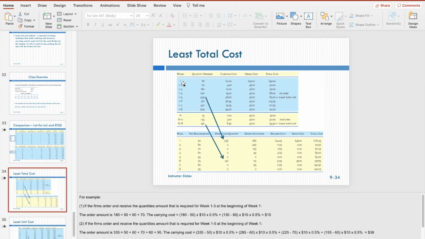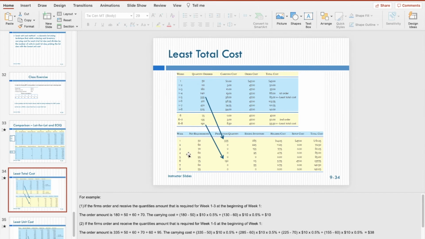Now, suppose you only order for week 1, how much should you order? If you look at this table, you should only order 50, right? Now, if at the beginning of week 1 you want to order for the first 2 weeks, how many should you order? 50 plus 60, which is, sorry, 110, exactly as shown here.